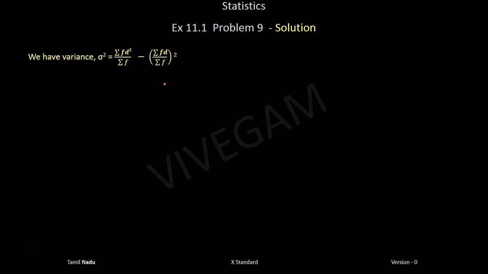So we have the formula, and then we are substituting all these values. Sigma fd square is 804, sigma f is 50, the summation of fd is 50, the summation of f is also 50. So this is 1, and 804 by 50 is 16.08, minus 1 square is 1, so that is 15.08. So the variance is 15.08.